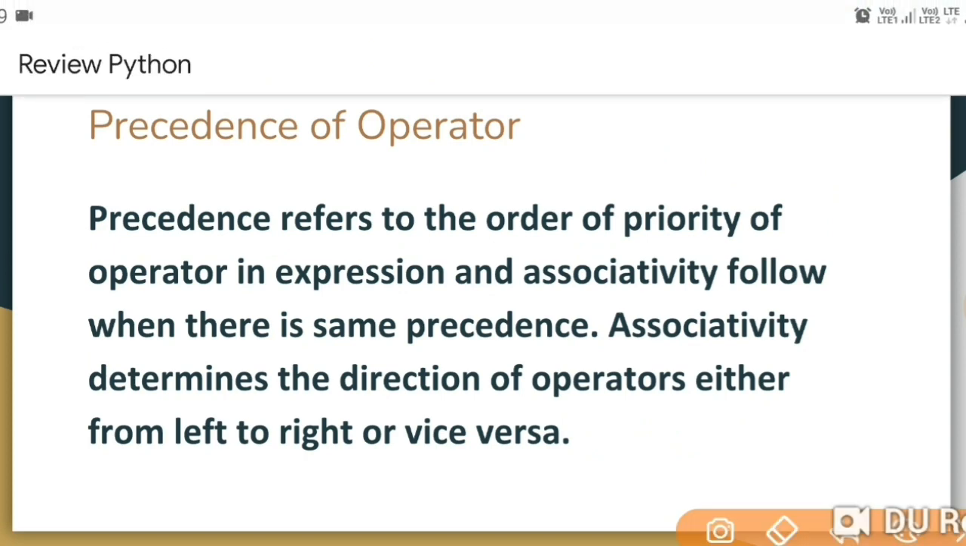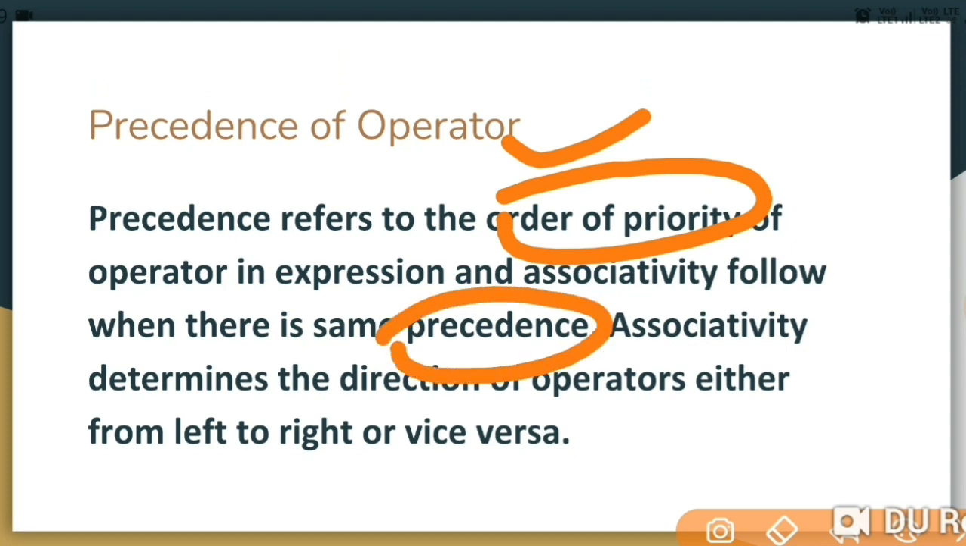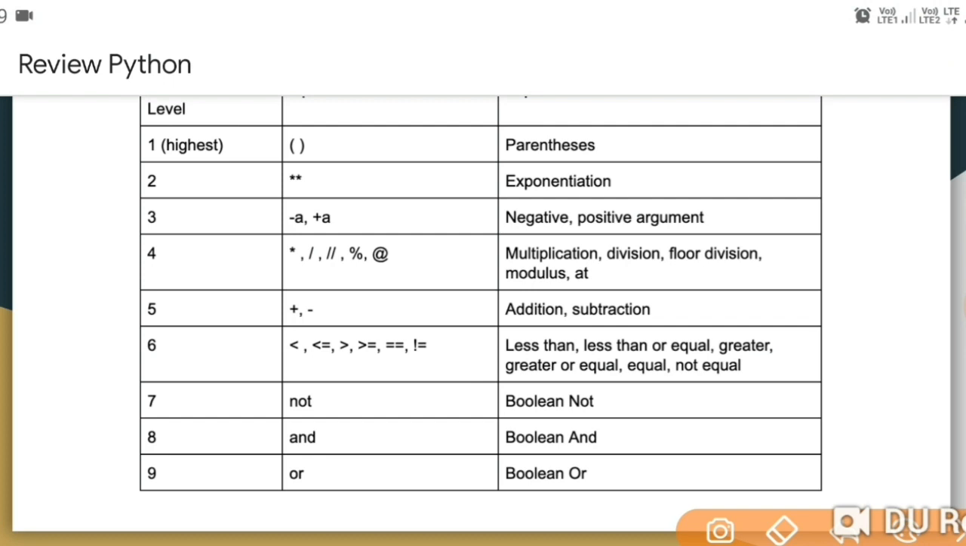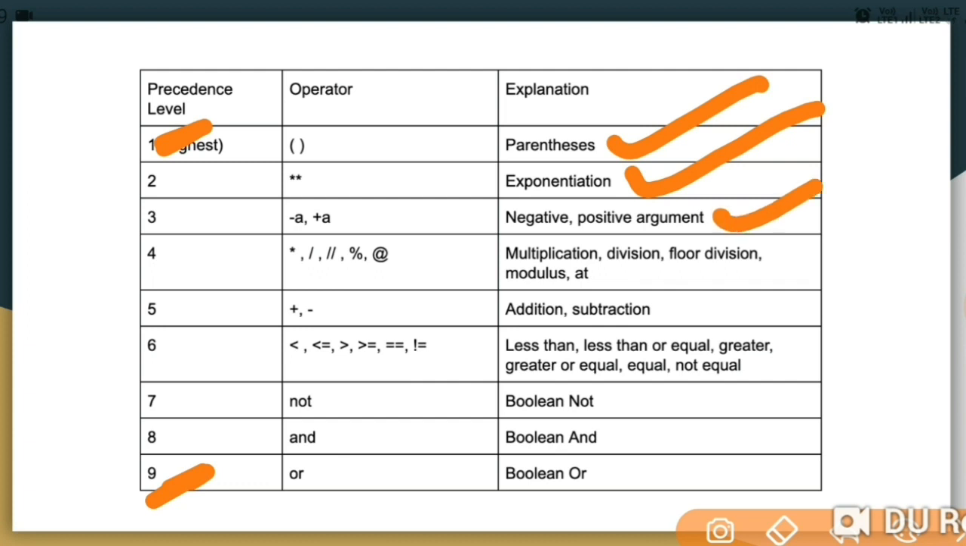Now precedence of operators. Precedence means the order of priority of operators in an expression, and associativity is followed when there is the same precedence. Associativity determines the direction of evaluation, either left to right or right to left. Now here you can see the precedence of the operators: here is the highest and here is the lowest. The highest precedence is parenthesis, then exponentiation, then negative and positive signs, which are known as unary operators. Unary means only one operand is required, like plus and minus.